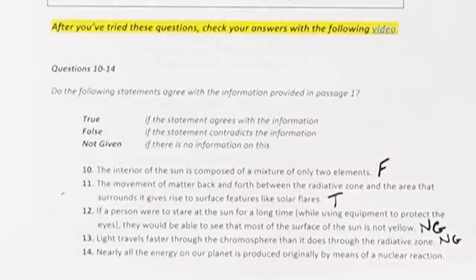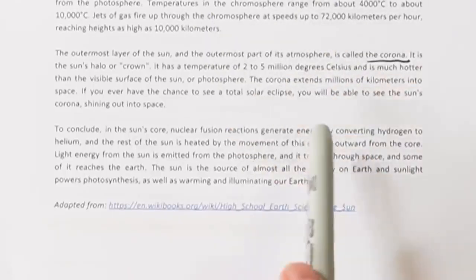It doesn't talk about it. Nearly all the energy on our planet is produced originally by means of a nuclear reaction. So we're looking for energy and we're looking for a nuclear reaction. If we have a look here, energy.